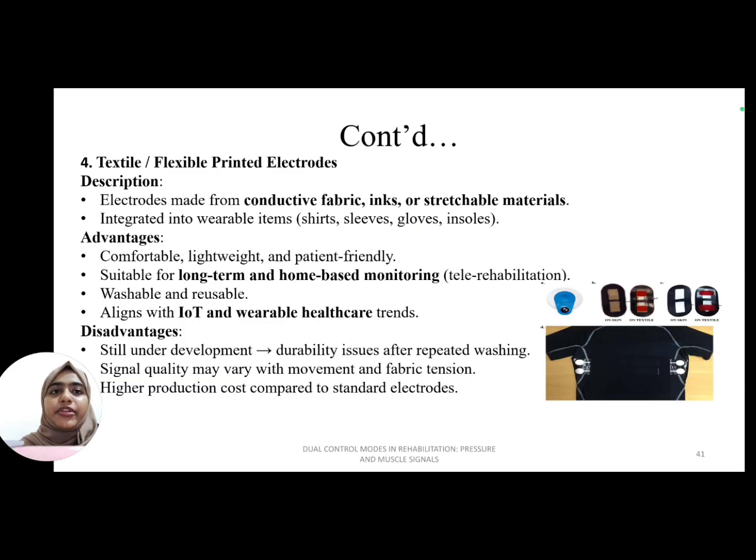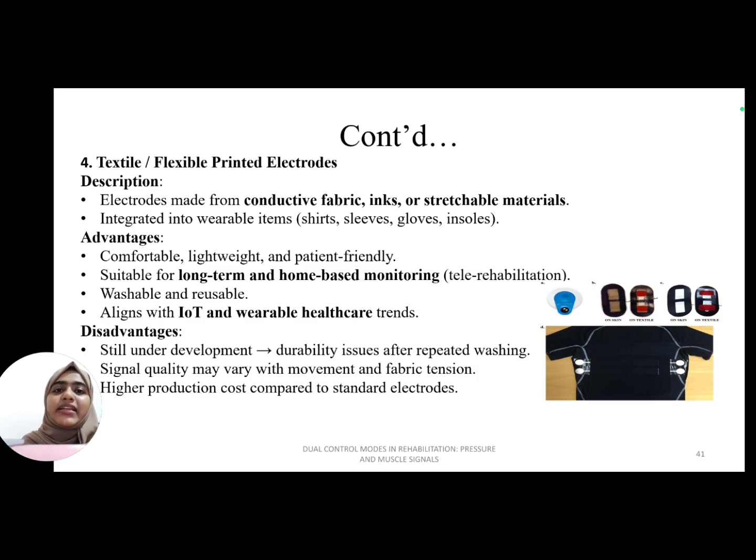So this is the continuation, like we have for muscle signals. For acquiring muscle signals, we have textile and flexible printed electrodes. These are the type of electrodes which are made from conductive fabrics, inks or stretchable materials which are integrated into wearable items, like the wearable clothes we wear, like shirts or sleeves, gloves or insoles.